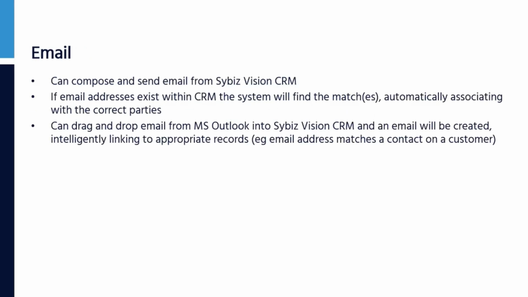From an email perspective, you can compose and send emails from within the CRM. And essentially, once you start typing an email address, the system will pick up who it is for if that email address is known to the system, or you can look up the appropriate contact and email them as well. So there's a couple of different ways you can go about that. You can type the contact's name, and from emails that are received, you can drag them in from Outlook, and CRM will automatically populate those and link what needs to be linked.